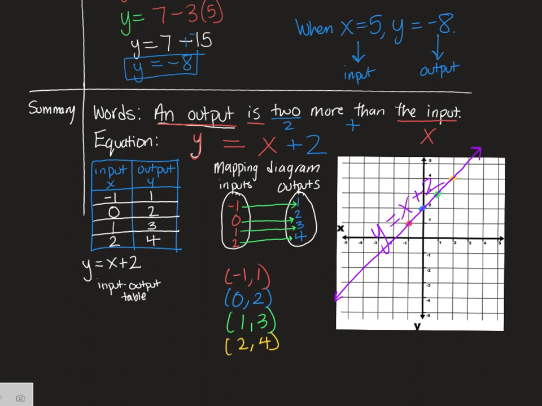And again, you don't have to draw this, but that's what this input-output table represents. It represents points on a graph. And the points specifically on the graph of your function of y equals x plus 2. So the function is y equals x plus 2, and the inputs and the outputs represent the x values and the y values, those points that are actually on the function, on the line of the function.